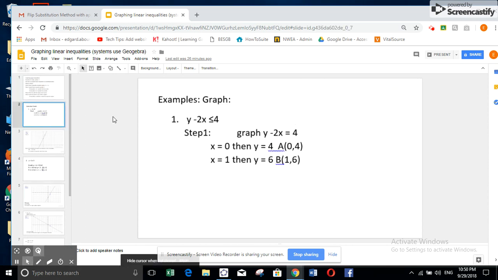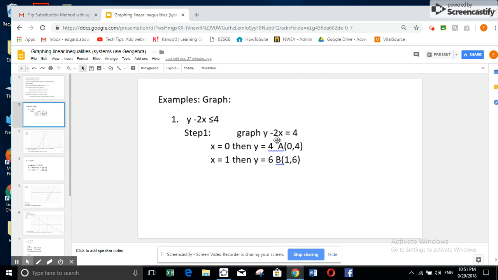Let us take example 1. I want to graph y minus 2x less or equal to 4. First of all, I graph with equal. To graph the equal, you all know how to graph a linear equation. You can take the x-intercept, y-intercept, any two particular points, or slope and y-intercept 4. So here I pick, suppose x is 0. I replace x by 0 here. You're going to get y is 4. I have the first point.